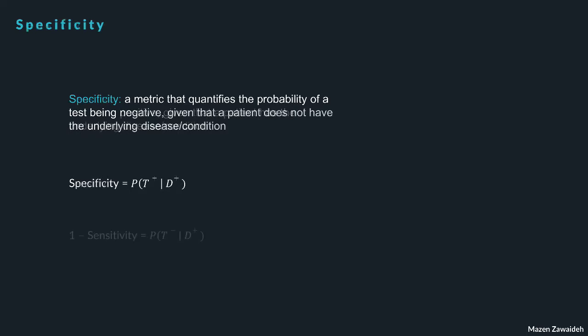Now on to specificity. Specificity is a metric that quantifies the probability of a test being negative given that a patient does not have the underlying disease or condition. It is expressed mathematically as follows and is read: the specificity is equal to the probability of a negative test given that the disease or condition is absent. Again, let's figure out the complement of this statement, that is, the probability of a positive test given that the disease or condition is absent.